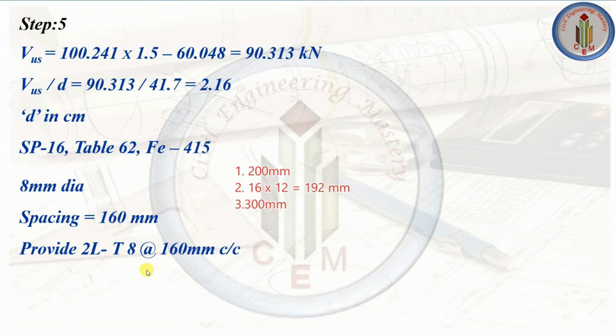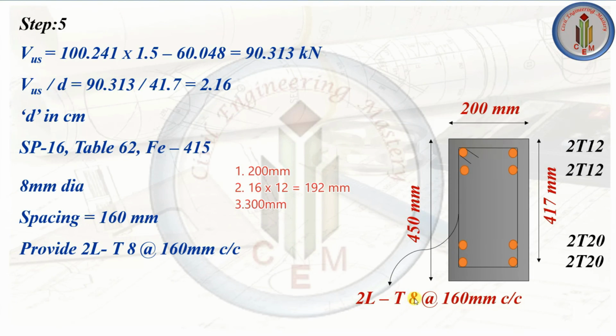Let me show you the stirrup arrangement. Two-legged 8 mm dia at 160 mm center to center. So this is how we need to calculate the shear reinforcement.